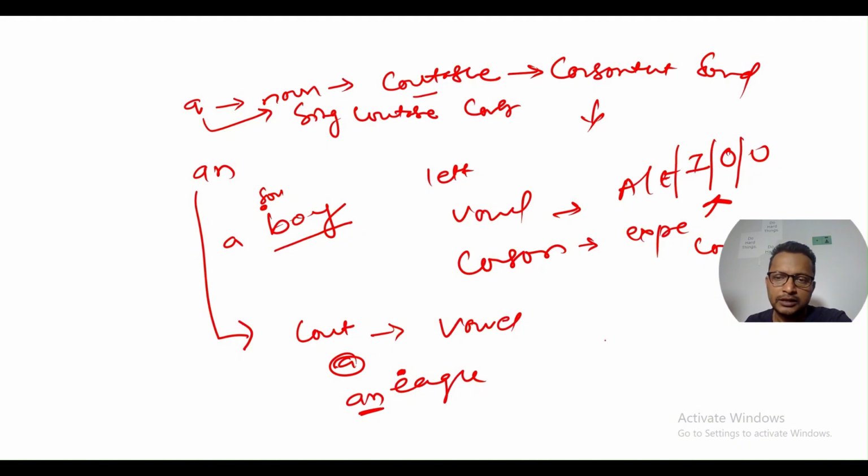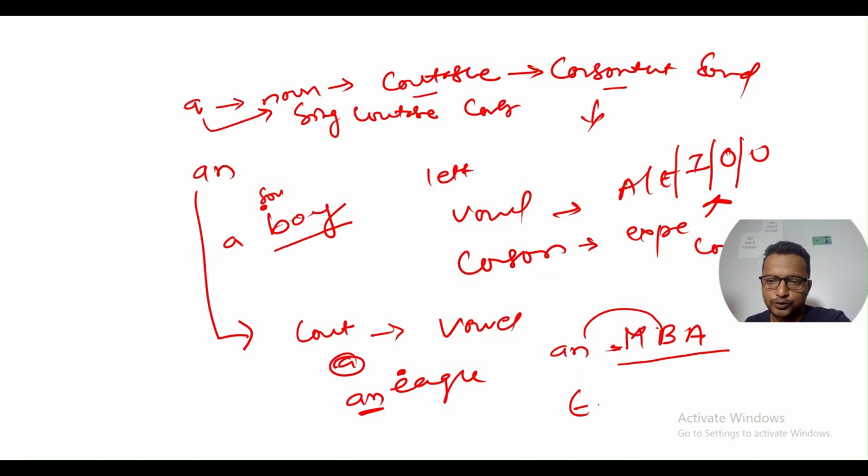For example, MBA. The classic example would be MBA. If I say MBA, it starts with M, which is kind of a consonant letter, but we should say an MBA, because it is pronounced with an E sound at the start. Another example is euro. If you say euro, then you should say a euro, not an euro, because even though it starts with E, when you pronounce it you say euro, so a consonant sound is coming.